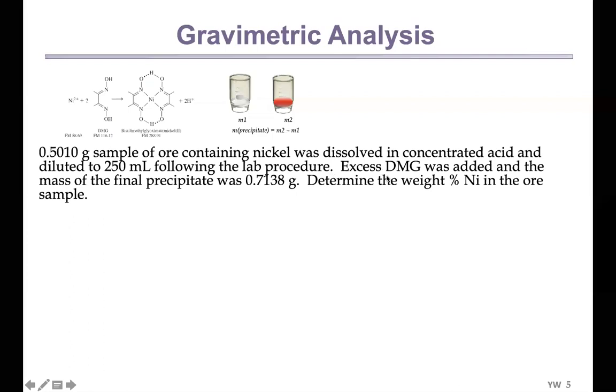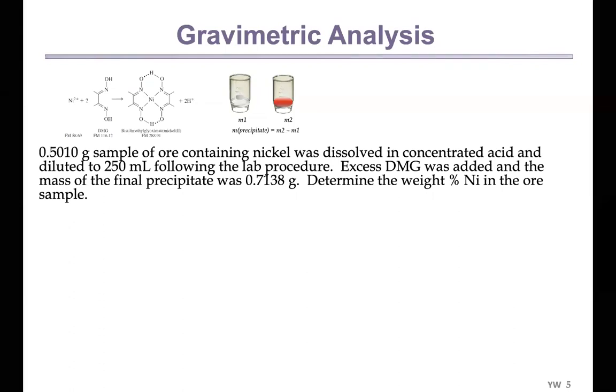And after that, excess DMG was added and the mass of the final precipitate was 0.7138 gram. Can you determine the weight percent of nickel in the original sample? Okay. Any idea? How should we start here?